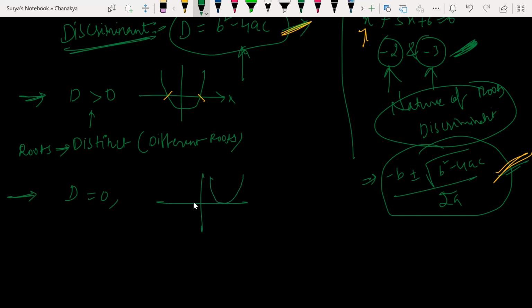This is how, when the discriminant is equal to 0, the parabola just touches the x-axis. Just touches the x-axis. Which means the given quadratic polynomial touches the x-axis at only one point. Yes or no?